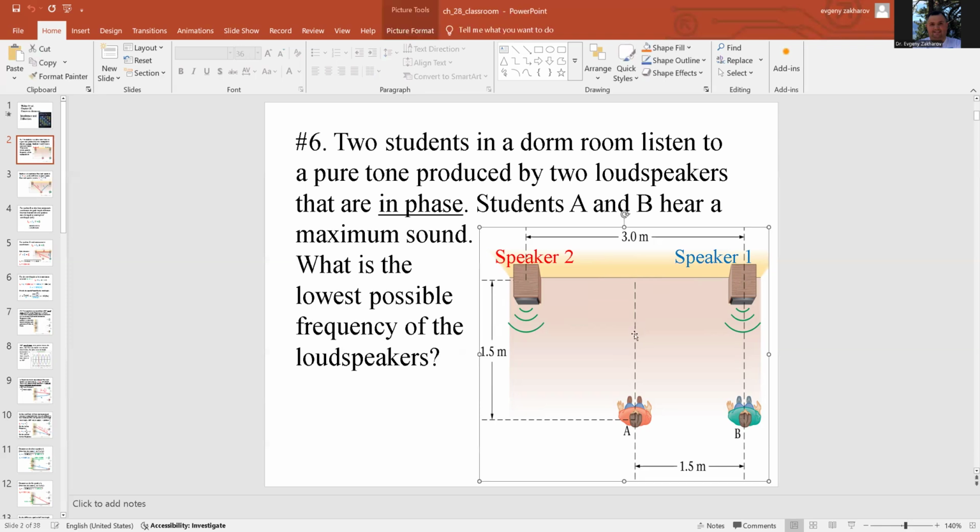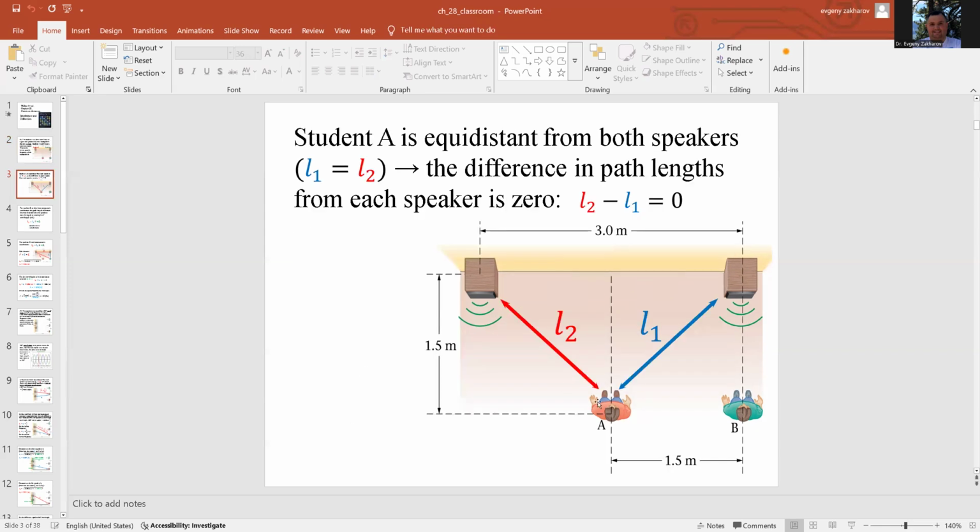All the geometry parameters are given. We got the parameters for the room and the position of students. So let's see what we have for the first student, student A. Looking at the geometry of the case, we can see that the distance to the speaker on the left and the speaker on the right is the same distance. And this is your condition for student A to hear the constructive interference for this scenario.